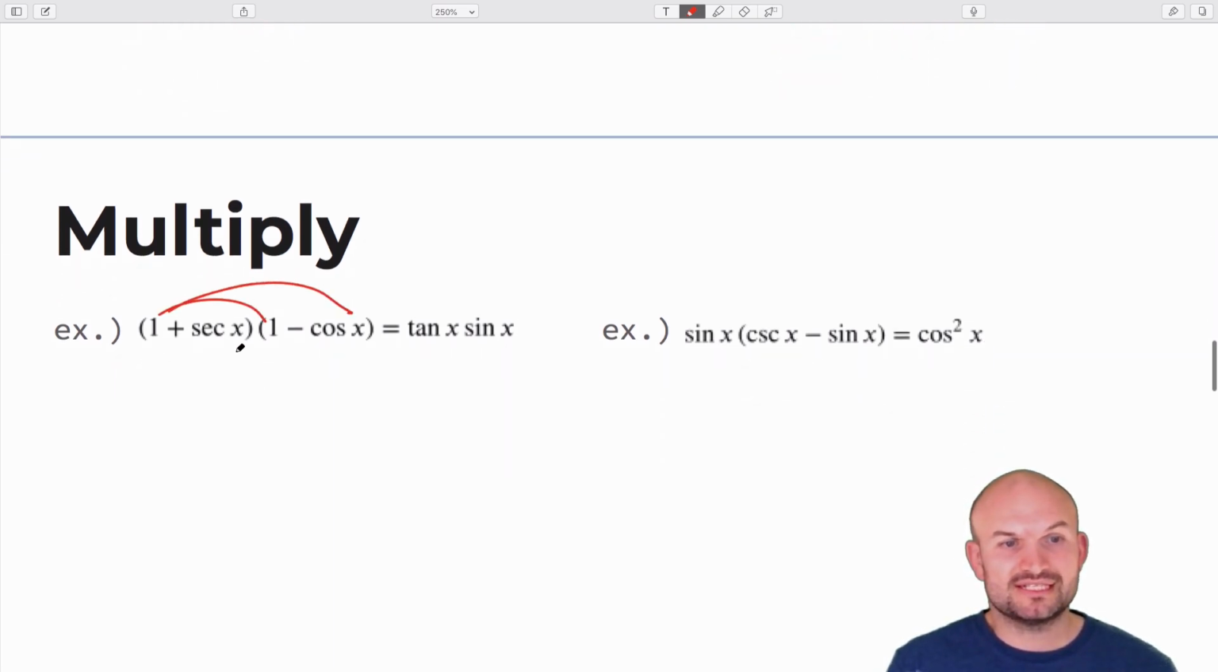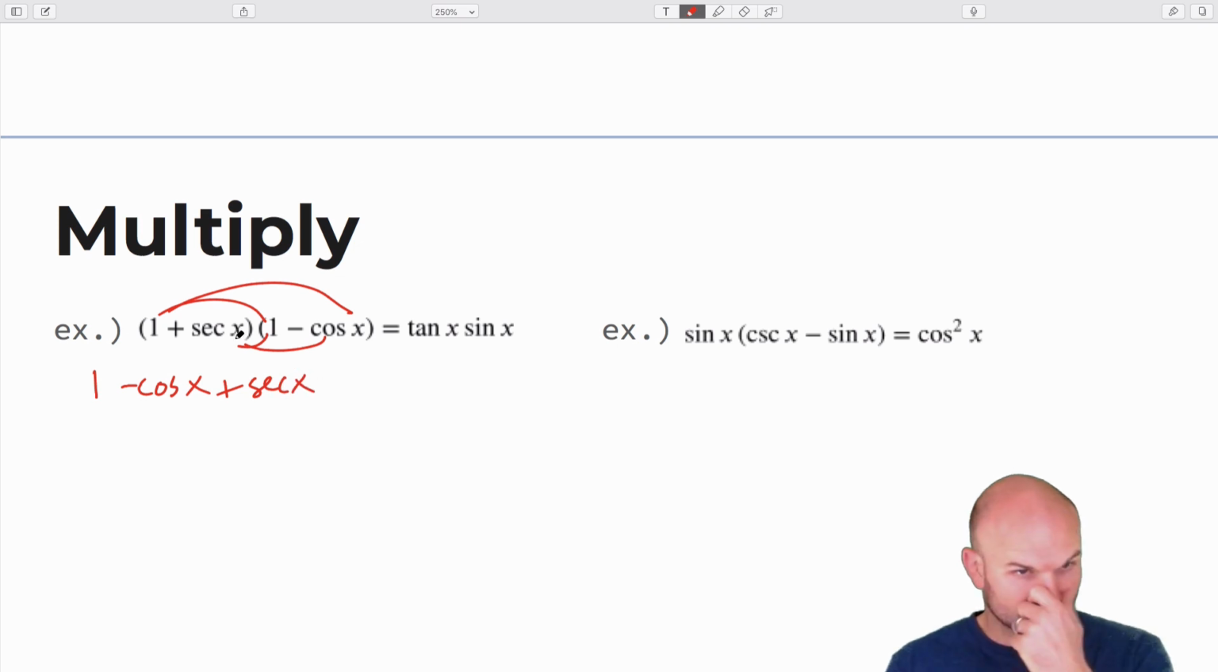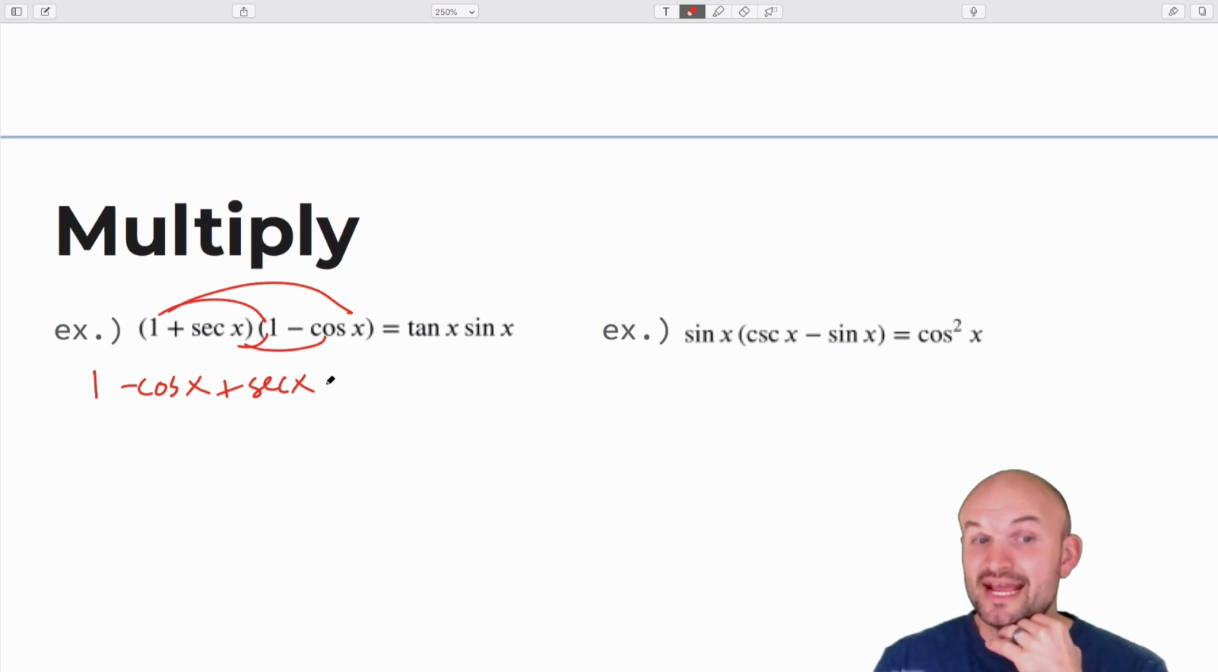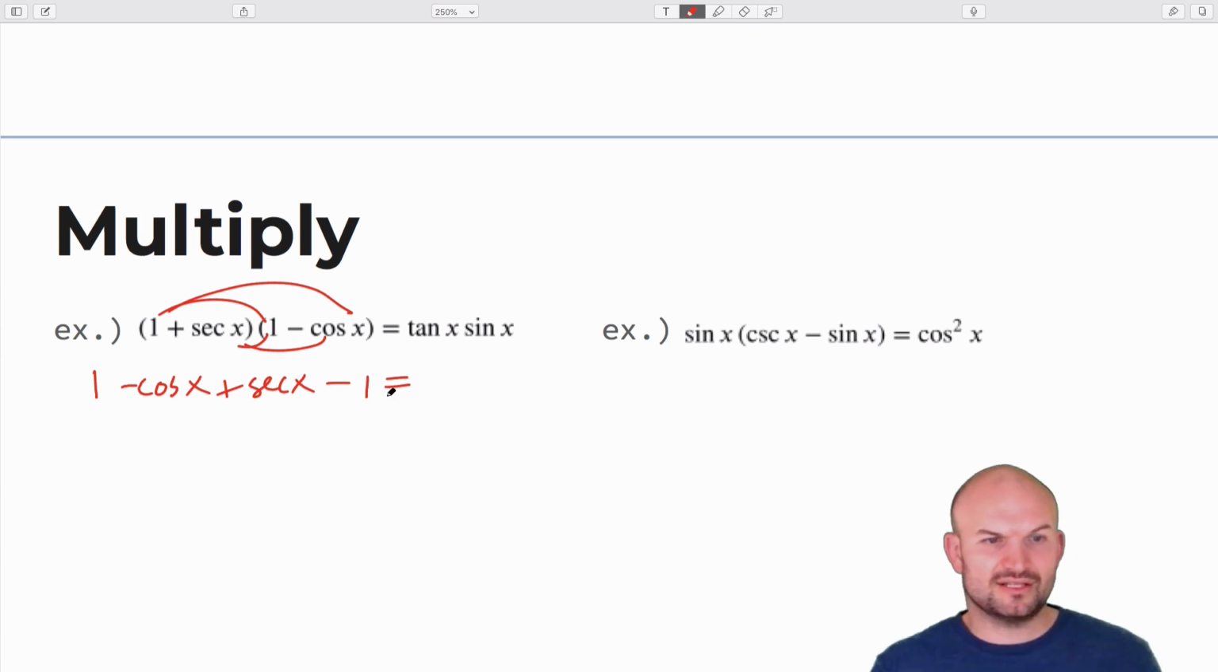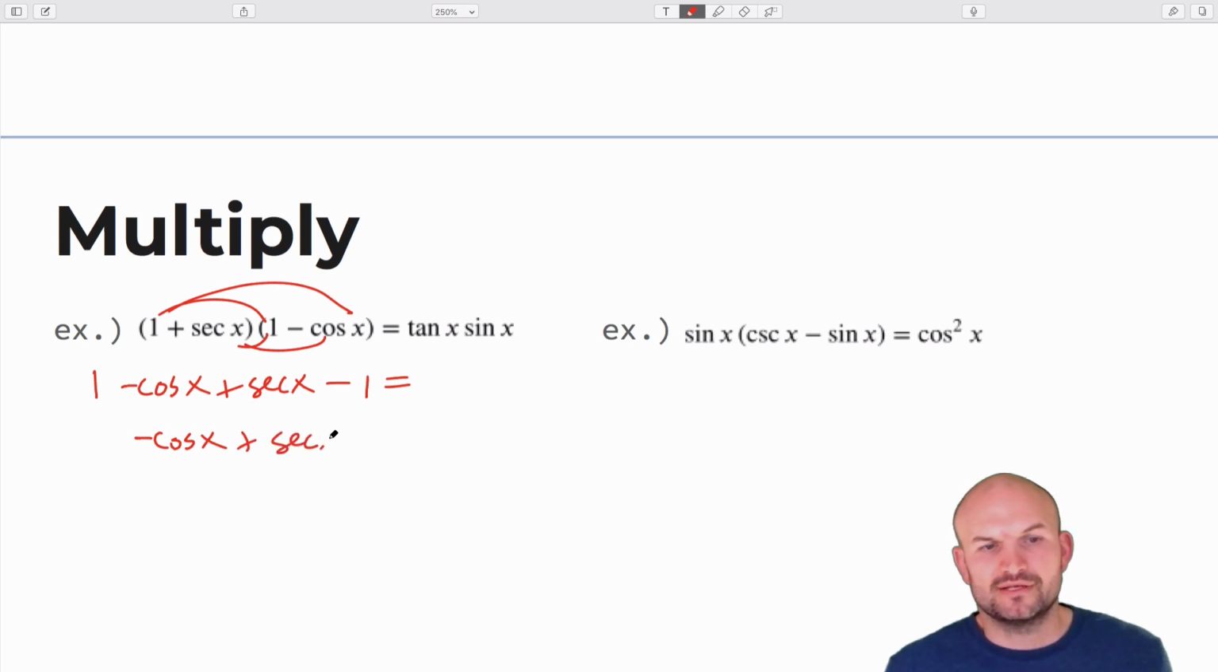Now, unfortunately, this is not a difference of two squares here. I actually need to apply FOIL. So 1 times 1 is 1. 1 times negative cosine of x is negative cosine of x. Secant of x times 1 is going to be a positive secant of x. And secant of x times negative cosine of x is a negative 1. Now, nothing really looks closer to the right side here. I can see the 1 and the negative 1 are going to go to 0. So that's going to leave me with a negative cosine of x plus secant of x.